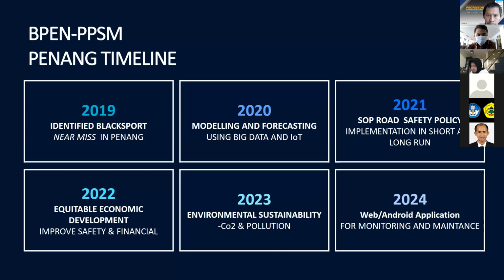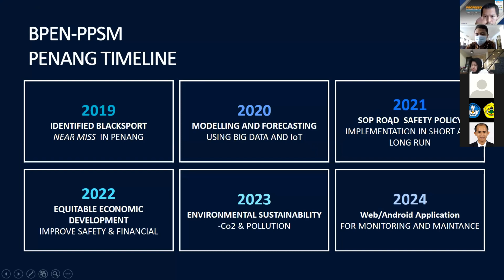So basically, this is what we have already done. We started this project in 2019. We already identified black spots. A black spot means the condition of the road that will lead to accidents in future. Next, we do modeling and forecasting using big data and IoT.